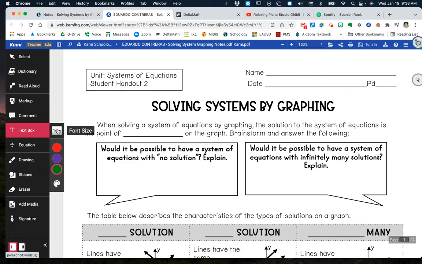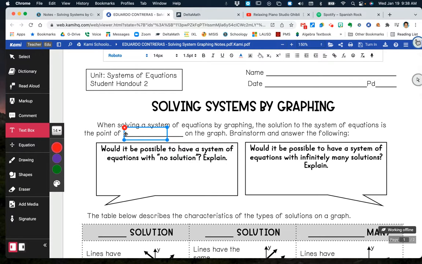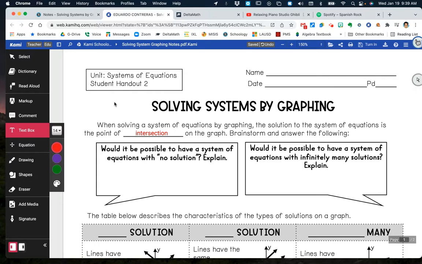So I'm going to go to, maybe 14 is too big. I'm going to go here. Maybe red is the color I want. So go to text. And over here where this blank is, I'm going to write the word intersection. Intersection, okay? So the solution to a system of equations is the point of intersection, where two lines cross and meet, basically. That point is the solution, we call it.